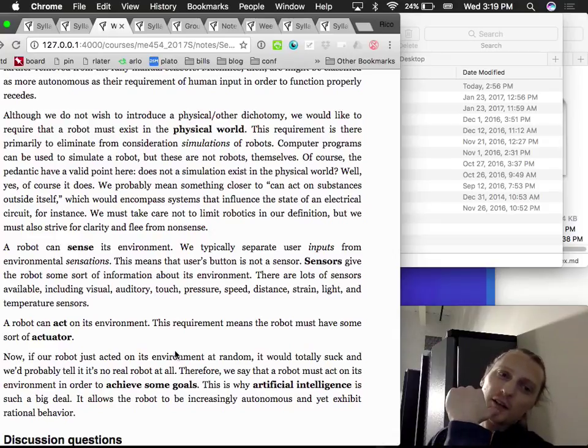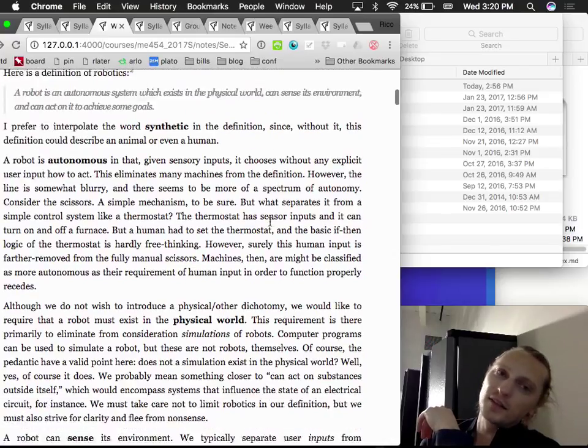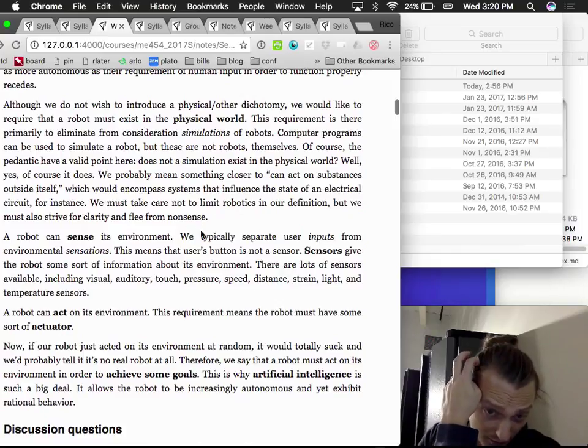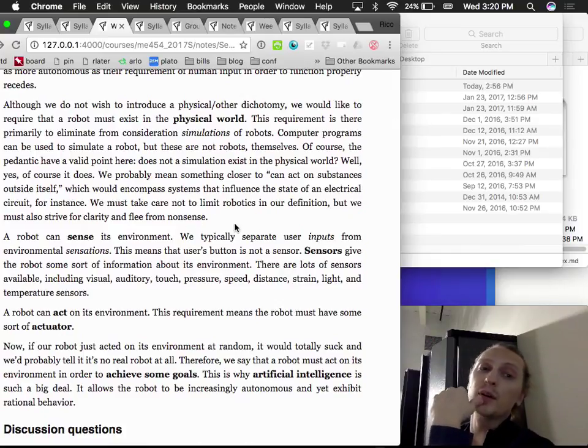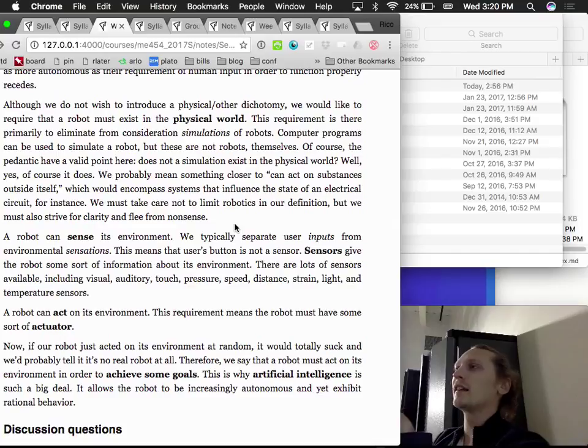So here's another requirement. A robot can sense its environment, okay? So these are all coming from our definition: exists in the physical world, it's autonomous, can sense its environment. So, we typically separate user inputs from environmental sensations. So, if a user has like a button they can press, that's not considered to be a sensor input. That's considered to be a different type, a user input.